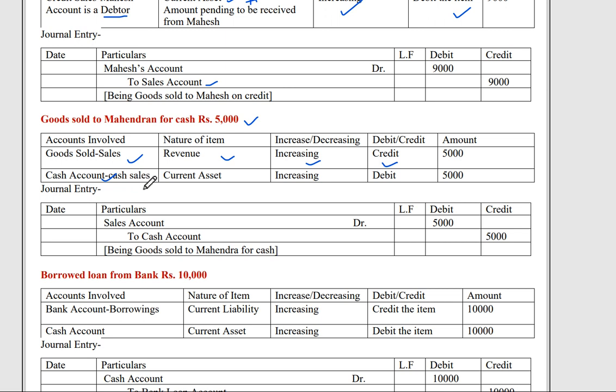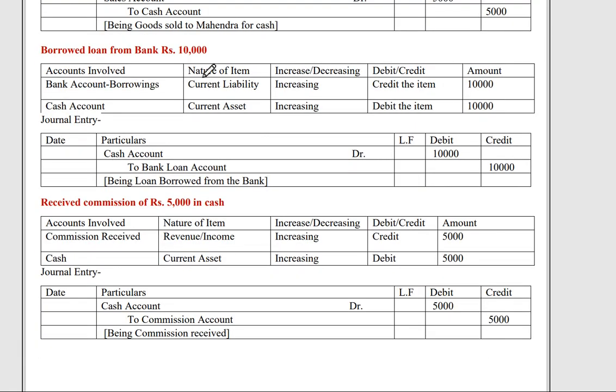So this is a cash sales, that is cash means current asset, and when an asset is increasing, we need to debit the item as per the rules. So here the journal entry is cash account debtor to sales account. Sales account is credited with 5,000 rupees. The narration is being goods sold to Mahendran for cash.